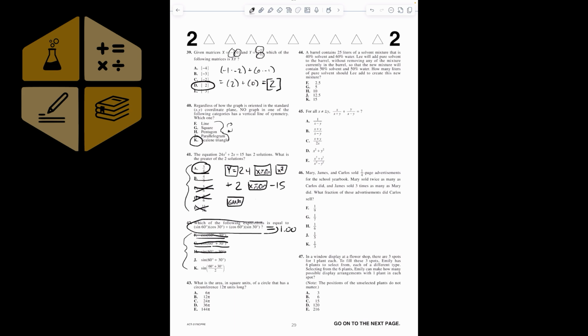But then look at J. It says the sine of 60 plus 30, in other words, the sine of 90. And sure enough, I know for a fact that that also equals 1. That's on number 42 is J.